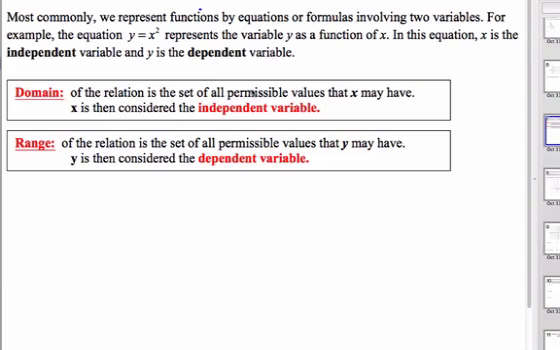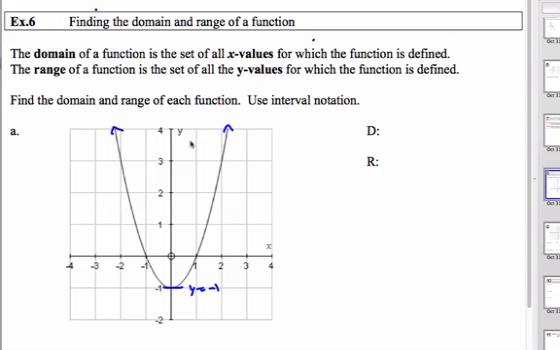So it says that domain is the set of all permissible values that x may have, and the range is the set of all values that y may have. So when we take a look at this example, for the x values, for the domain, the function continues forever in this direction, so the x can be any number at all. So to write that in this notation, we can write x such that x is a real number. So we can write it like that.